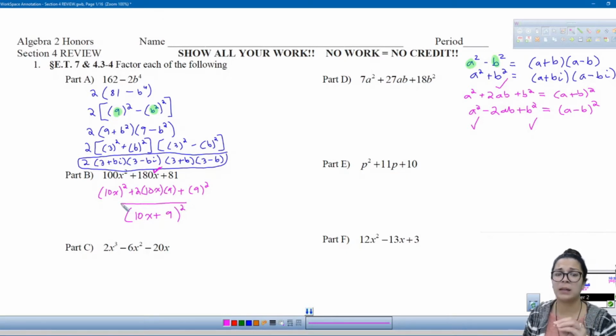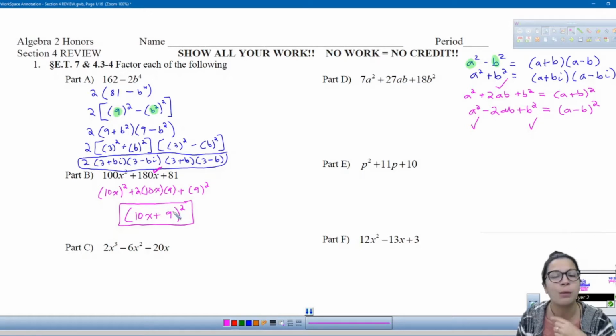And again, it's very important for you to double check, because let's say, for example, this middle term was actually 181x. Then you wouldn't be able to factor it into a perfect square trinomial because it wouldn't be a perfect square trinomial. Okay, so you always check the middle.